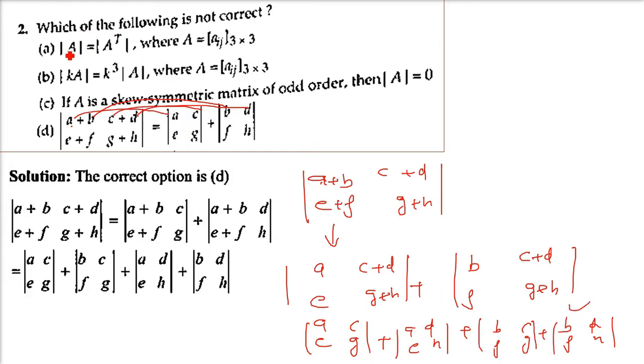Now A and A transpose, if you take the determinant of A or A transpose, they are same, right? Rows and columns are only changed, so determinant will not change. Determinant is actually the value of that matrix. We already saw that for kA, when we take k outside, it will be k to the power n. Since this is a 3 by 3 matrix, it is k cubed, and then we have determinant A inside. Third one is, if A is a skew symmetric matrix of odd order, then the determinant of A is 0. So if the matrix is of odd order, then the determinant of A will be 0.